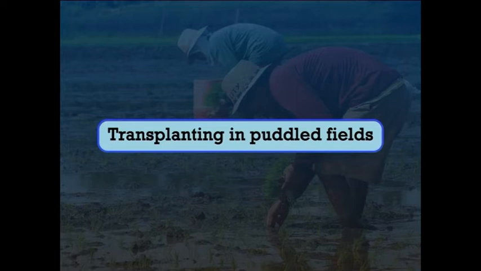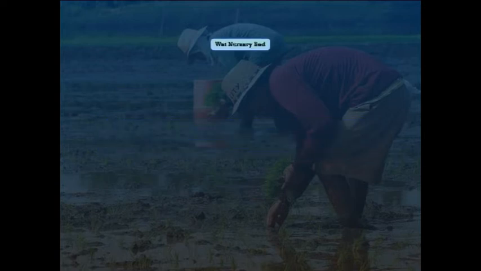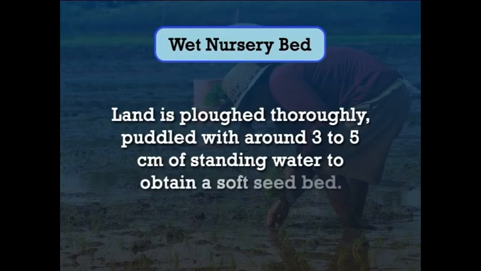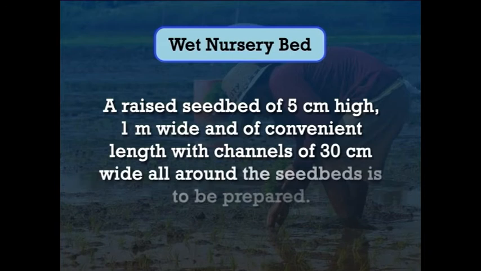For transplanting, first we need to raise a nursery. Now we will see how a wet nursery bed is to be raised. Land is plowed thoroughly and puddled with around 3 to 5 cm of standing water to obtain a soft seed bed. A raised seed bed of 5 cm high, 1 meter wide, and of convenient length, with a channel of 30 cm wide all around the seed bed, is to be prepared.